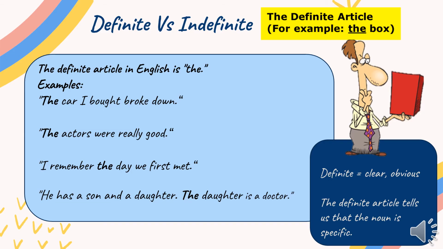Definite and indefinite. As I explained before, the meaning of definite versus indefinite. Now we are talking about definite. Definite means clear and obvious. The definite article tells us that the noun is specific. The definite article in English is the. Like indefinite, we use a or an when the noun is not clear or not specific. But for definite, we use the.